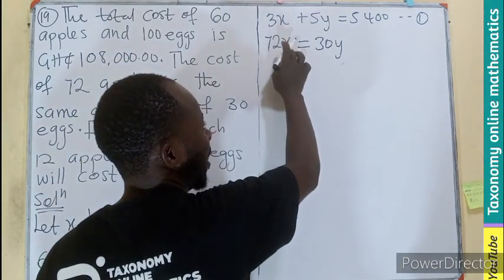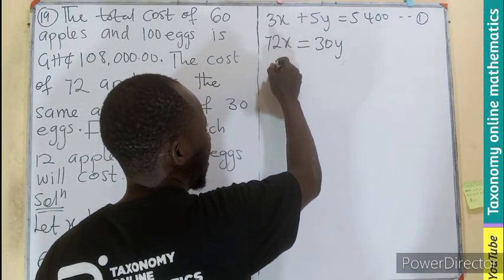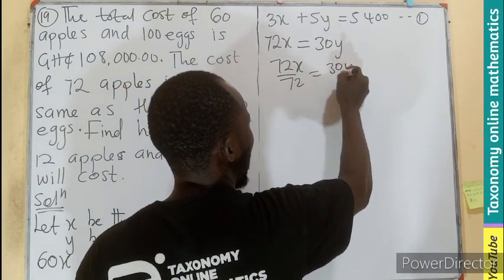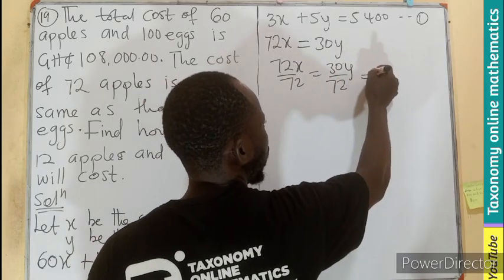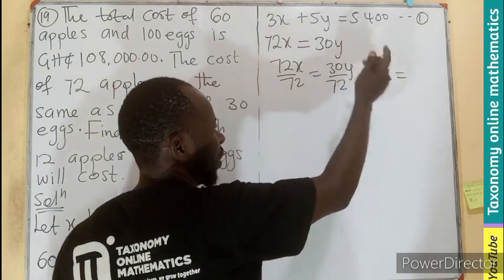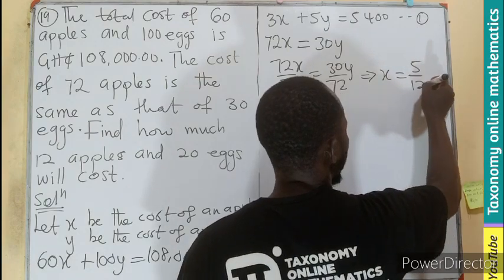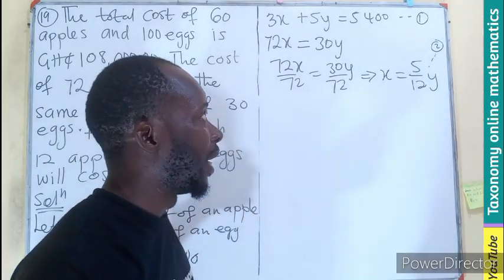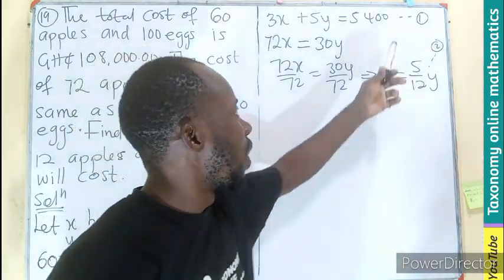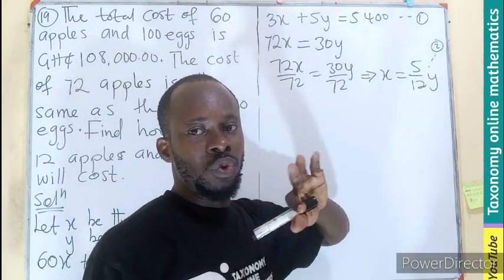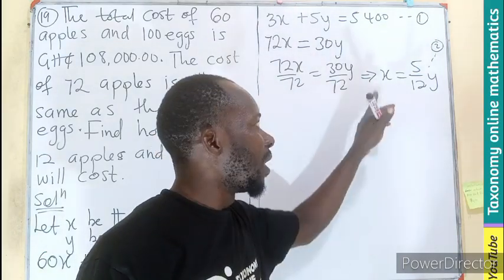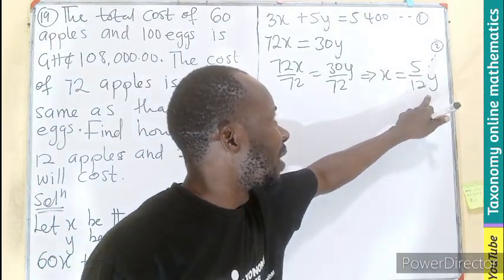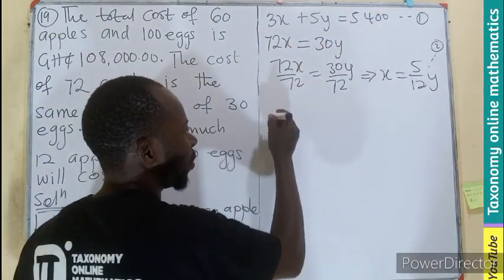We are going to make x the subject here. 72x divided by 72, 30y divided by 72. It will make x equal to 5 on 12y after cancellation. That becomes the second equation. We are dealing with simultaneous equations. The first one is this, the second one is this. Since the second one is in terms of x, expressing x in terms of y, we introduce that into the first equation.